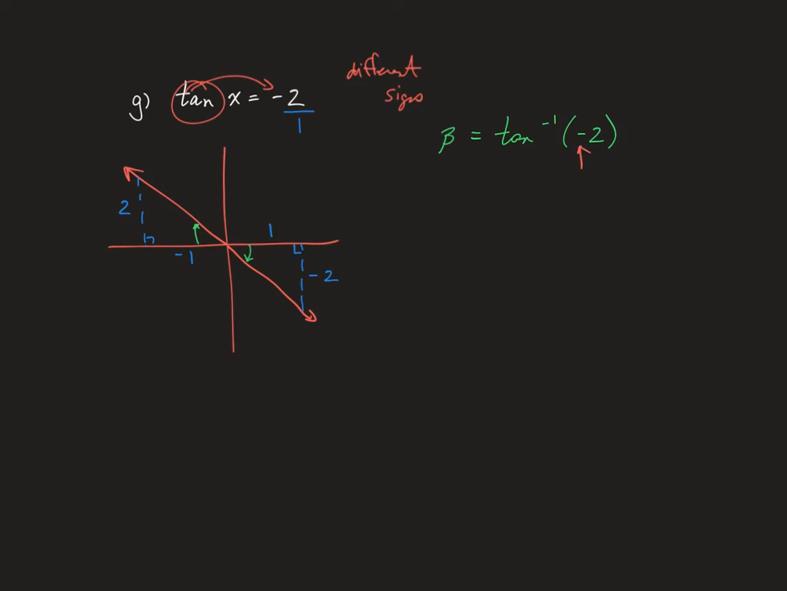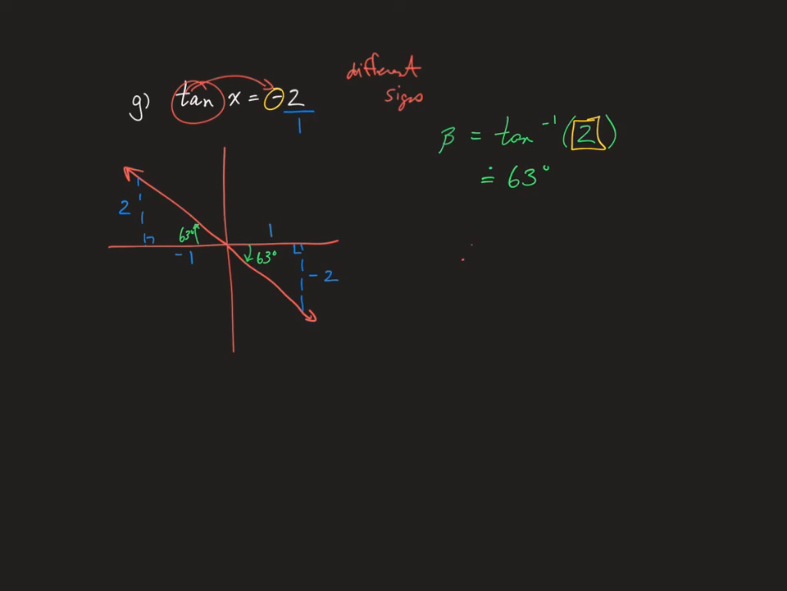This negative on the 2, you already used up. You used that negative to determine where the terminal arm should lay. So we don't use it then to find the size of the angle. The negative refers to location. The number refers to size. And so now if we do the inverse tan of 2, we're going to come up with something approximately like 63 degrees. And so my related acute angle in each triangle is 63 degrees.